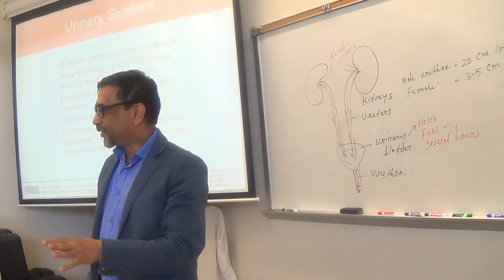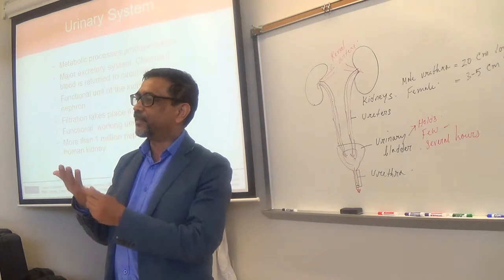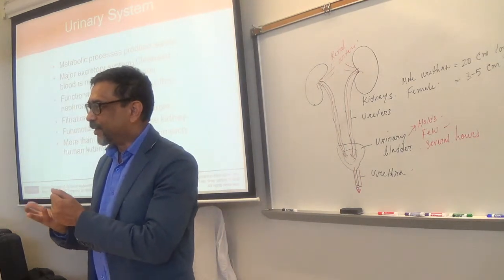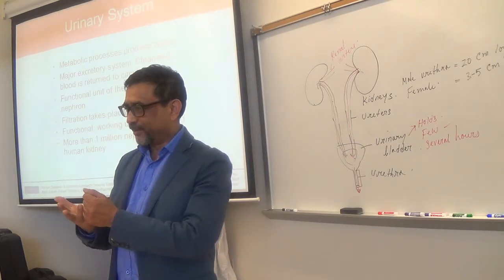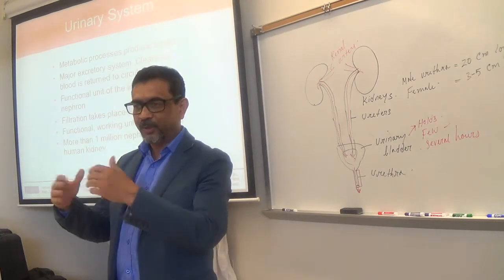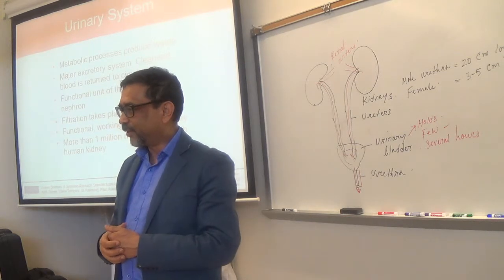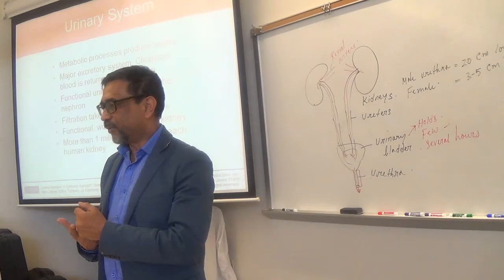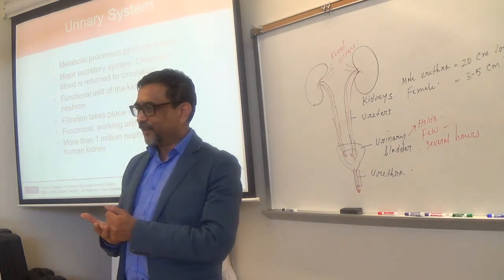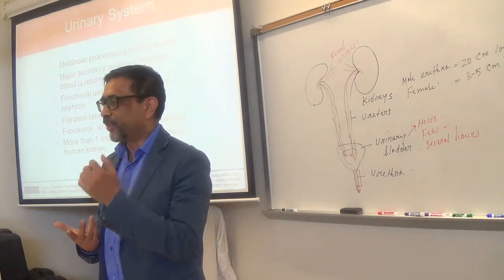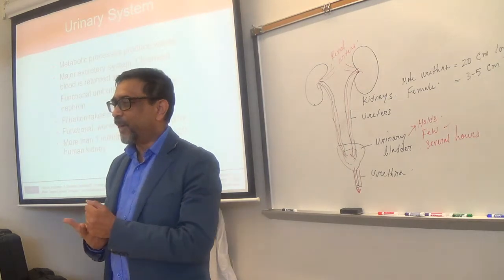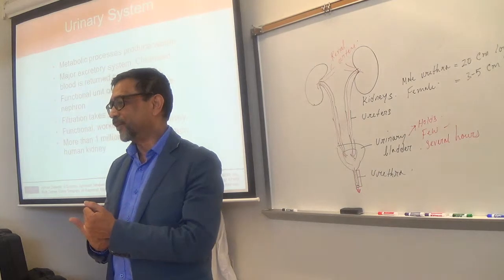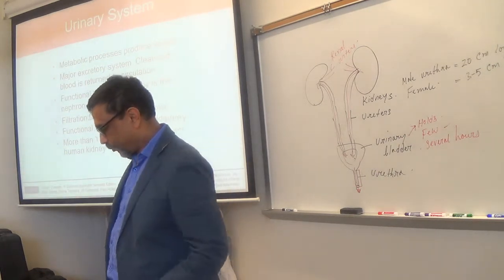So how many functions have I mentioned? Number one, I said it is the what? Excretory system, right? Most of the metabolic toxins will get out through the urinary system. Number two, I said regulation of what? Water in the body, right? Regulation of blood volume, and by regulating the blood volume, it regulates the blood pressure. Because if blood volume goes up, blood pressure also goes up. Okay?